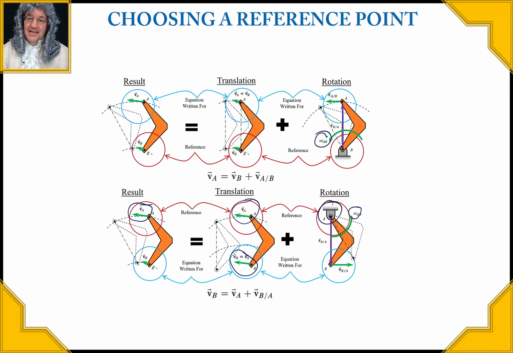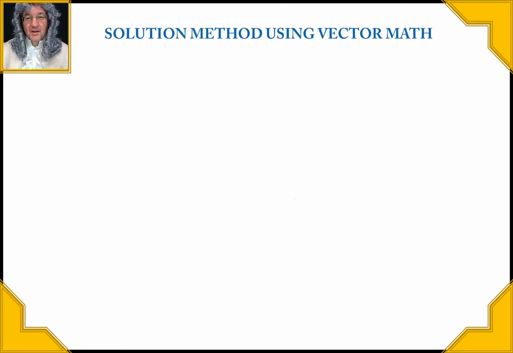And we will get the same results overall by either approach. So it might be easier to do one way than another, depending on the problem. So we could solve this problem in terms of vectors by using this relative motion equation right here.